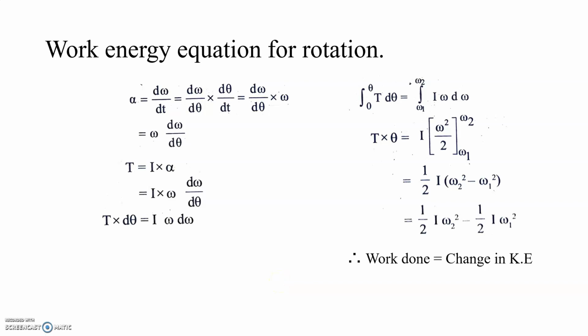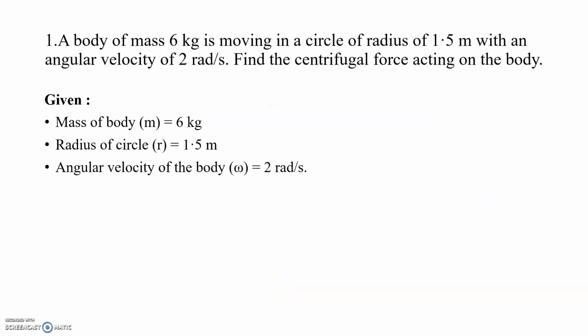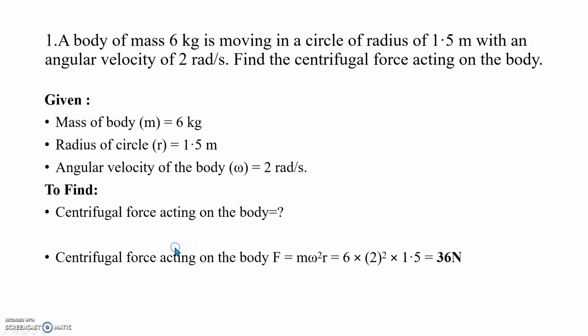Now let's do some basic problems. A body of mass 6 kg is moving in a circle of radius 1.5 meter with an angular velocity of 2 radian per second. Find the centrifugal force acting on the body. Given data are mass of body 6 kg, radius 1.5 meter, angular velocity 2 radian per second. What we have to find out is the centrifugal force acting on the body.